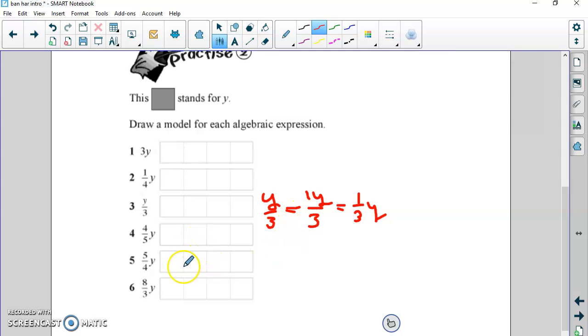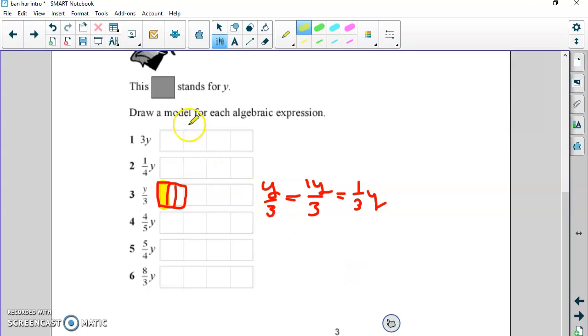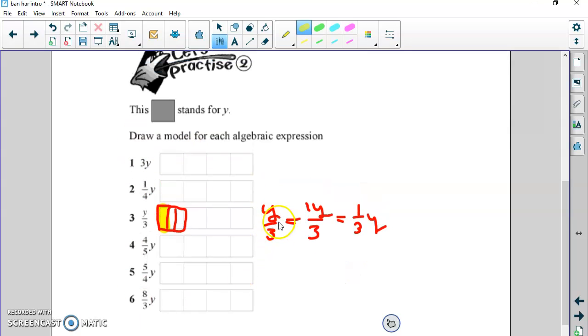So why don't we do 1/3 y? So here's 1 bar, and we need to break it into how many pieces for a whole? So 1 whole is 3/3, so we're going to draw 2 lines. 3/3. But this says 1/3 of y. So we're going to actually shade just one of them. And that's 1/3 of y. So go ahead and finish 1 through 6 at the bottom.